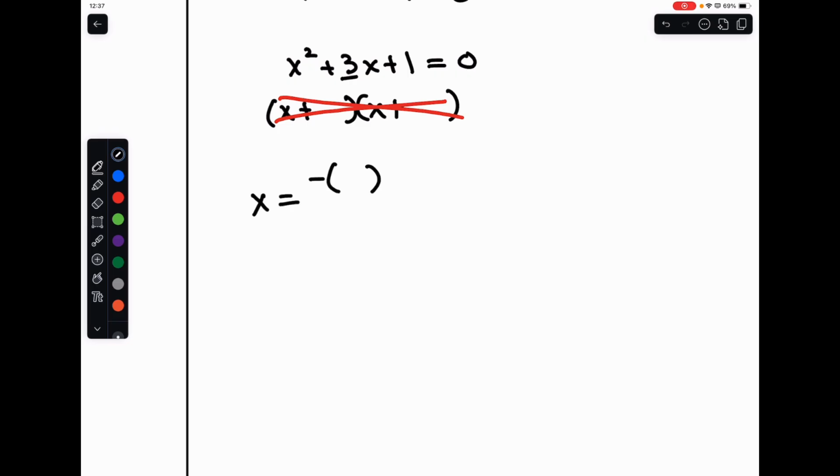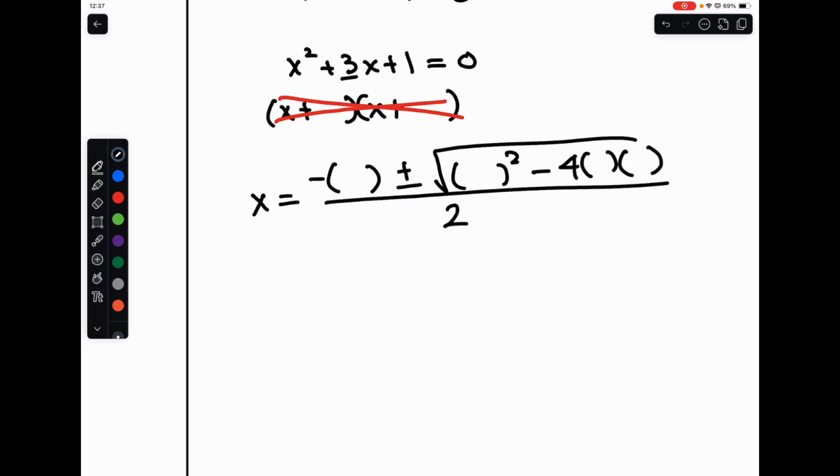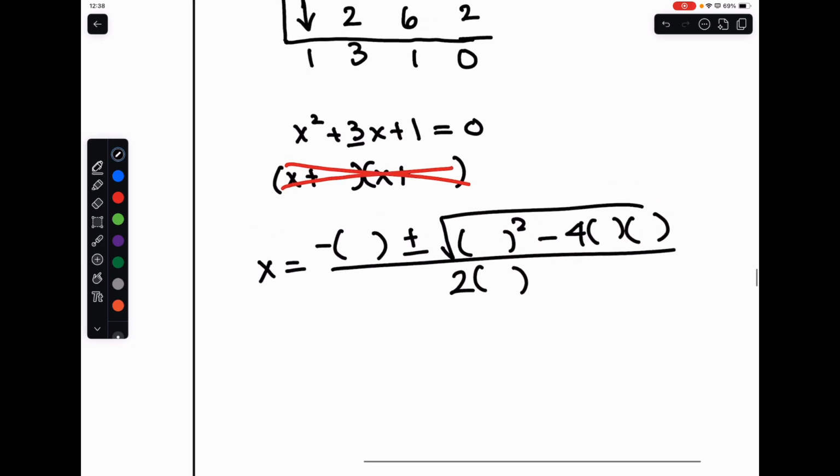So we want, let me fill in first all of this stuff, and then we'll write in the numbers. So the values of A, B, and C are 1, 3, and 1 respectively. And we start by getting the negative of B, so 3 goes there. B squared, so 3 goes there. Minus 4 times AC, so A and C are both 1s. And again, divided by 2 times A.